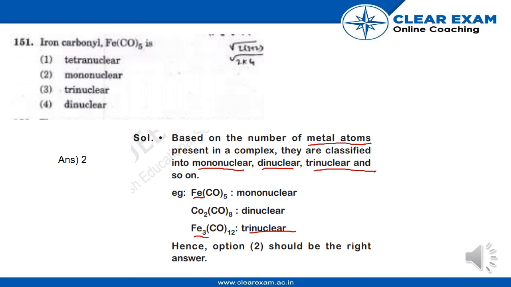So in the question, iron carbonyl is given along with its structure, and it has only one metal ion, so it will be mononuclear.